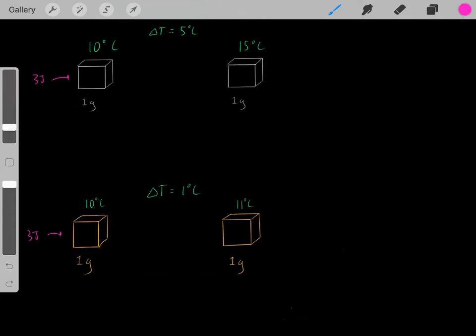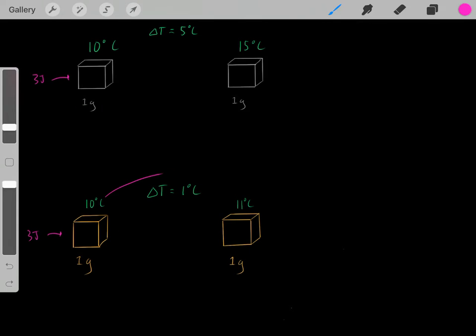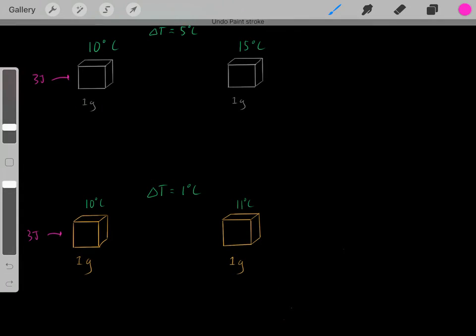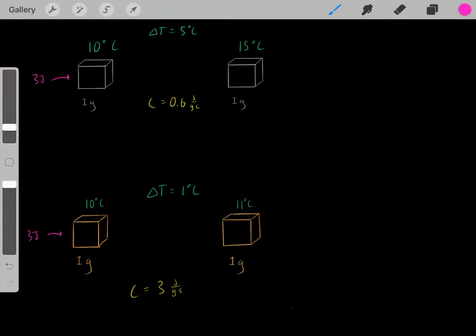So what's going on? Why with this material, when we add 3 joules of heat, do we see a dramatic increase in temperature, but with this material, we add that same 3 joules of heat, and we see its temperature only increasing by 1 degree Celsius, a small change in temperature? Well, again, all materials have their own specific heat capacities.